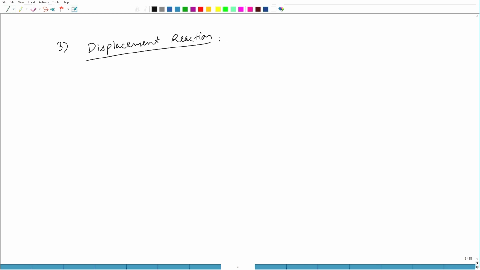Okay. Now, displacement reaction. What is a displacement reaction? A displacement reaction is of this kind, that one of the reactants is present in the elemental form, whereas another forms a compound. This is the basic or general formula of any displacement reaction. There will be one of the reactants in the elemental form, but not both, only one reactant.